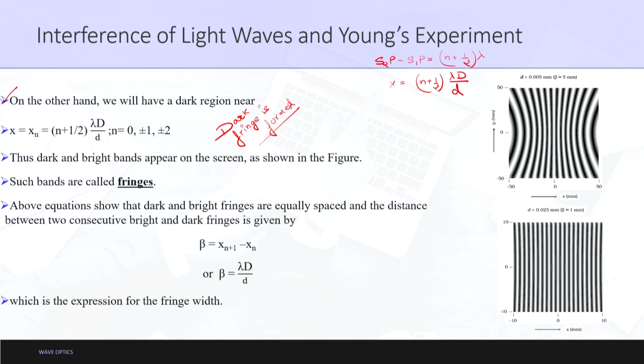Here a dark fringe is formed. So thus dark and bright bands appear on the screen as shown in the figure. So this is the screen being explained to you. I will try to explain everything which is coming here. So this is a screen, a typical screen.